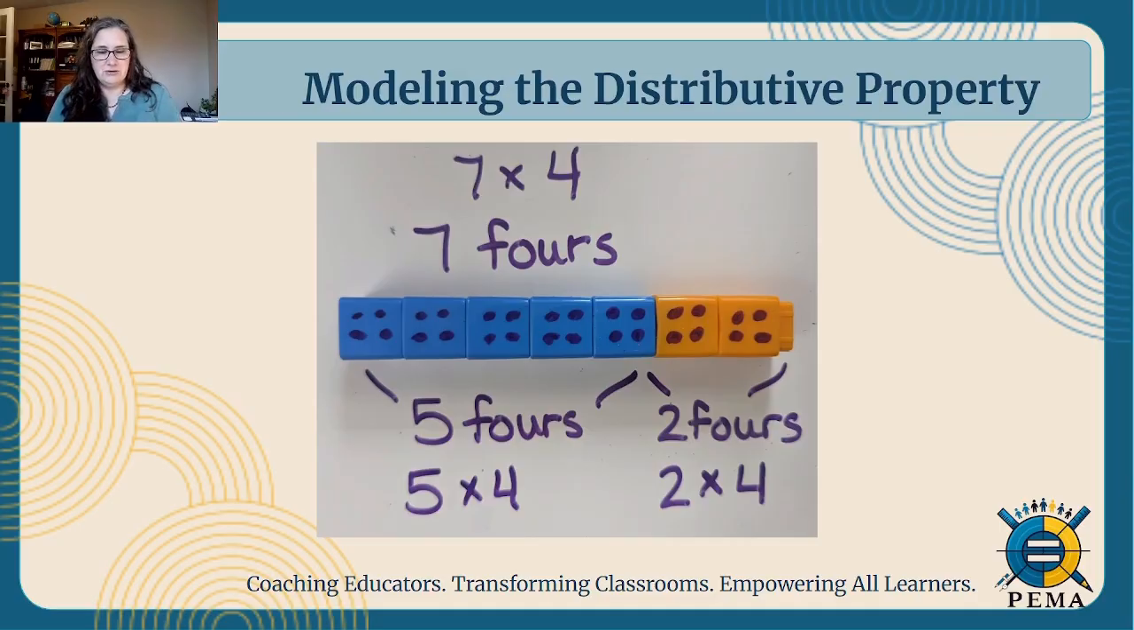I like using Unifix cubes with smooth sides for these kinds of representations because I can draw on them with dry erase markers. So in this image, I've used 7 cubes, 1 cube for each group, and I've put 4 dots on each cube representing the 4 items in each of those equal groups.